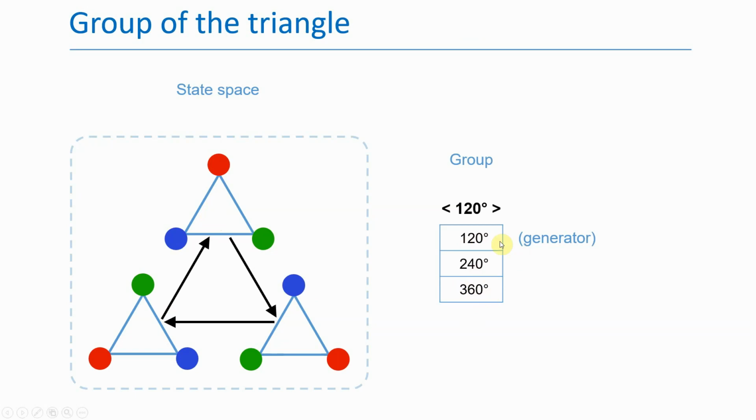The 3 transformations on this list together constitute a group. Each transformation is an element of the group. The 120-degree rotation is the transformation that generates the group. One convention for notating groups is to call the group by its generators written inside chevrons, so this is the group ⟨120⟩.